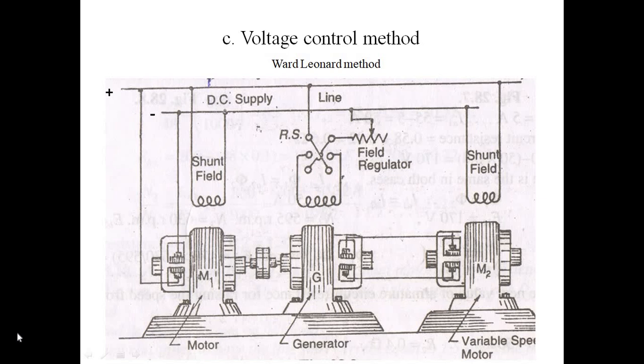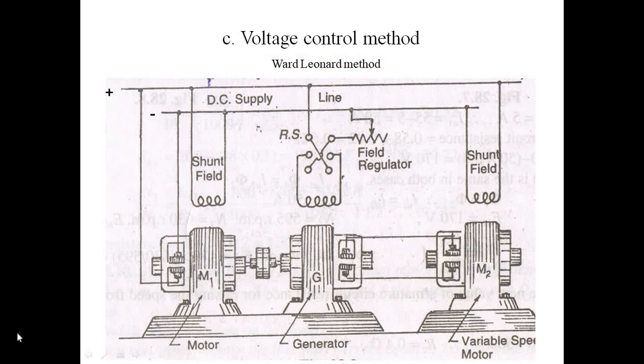The generator field resistance is maximum, and it is coupled with the prime mover. The generator then supplies the next motor, motor 2. Motor 1 is directly connected to the supply and coupled with the generator, which is connected to motor 2. Motor 2 is the motor whose speed is controlled.